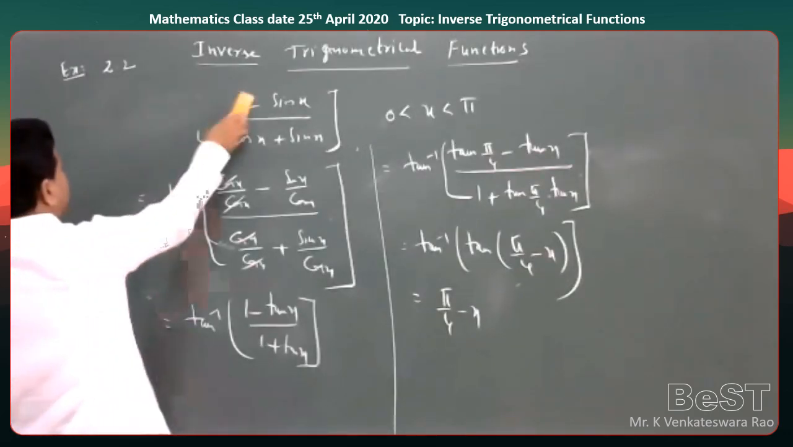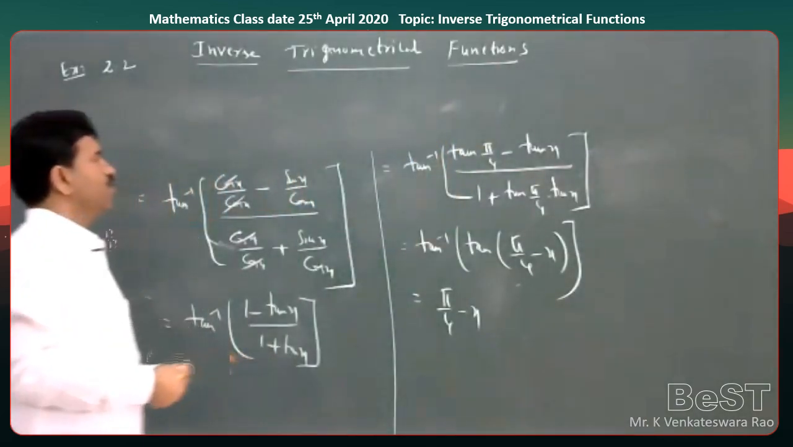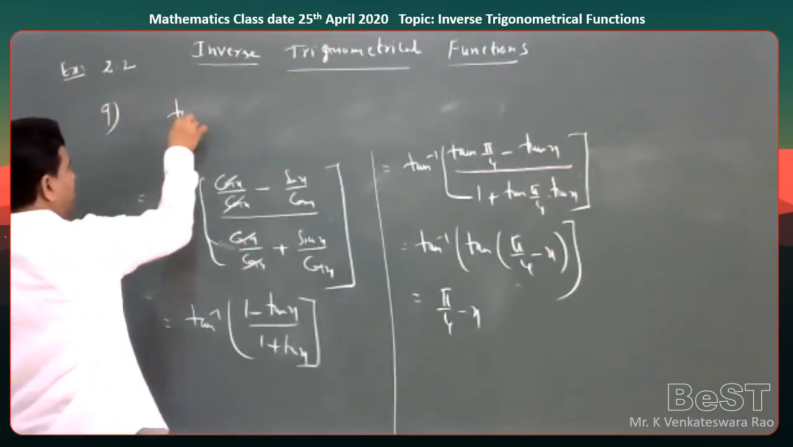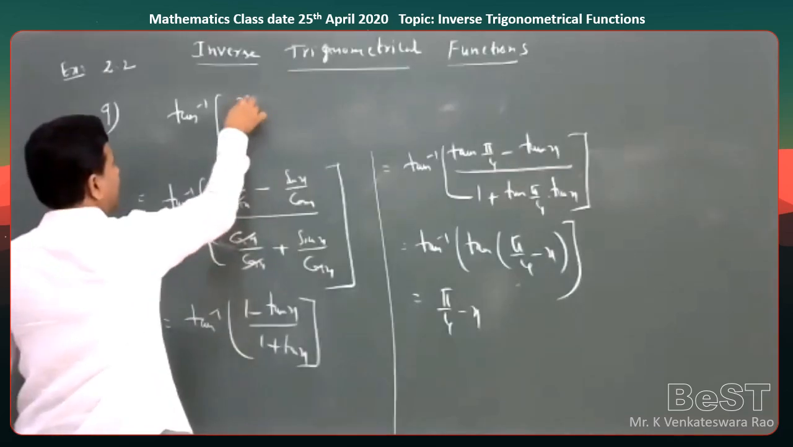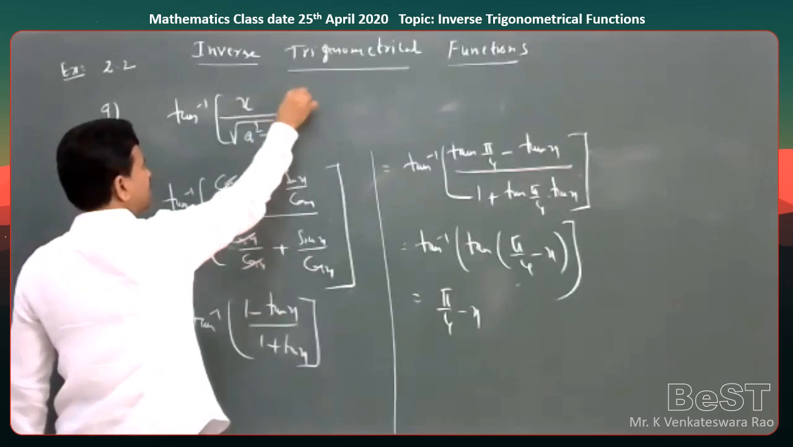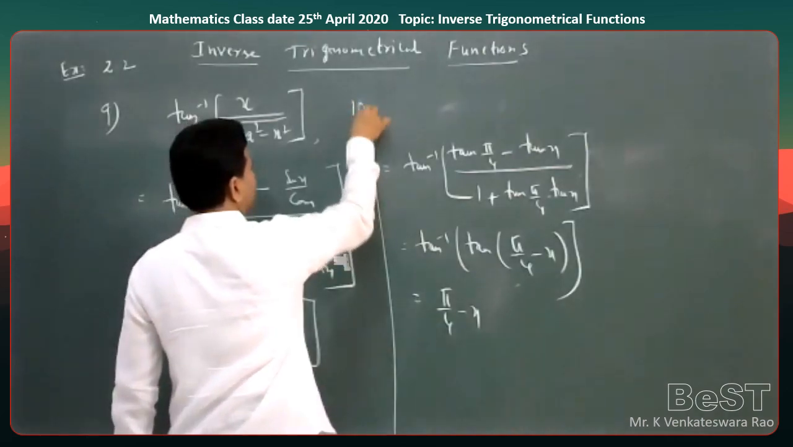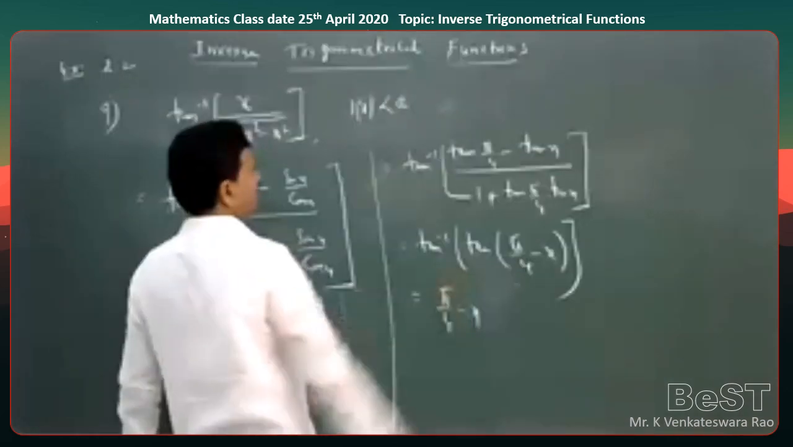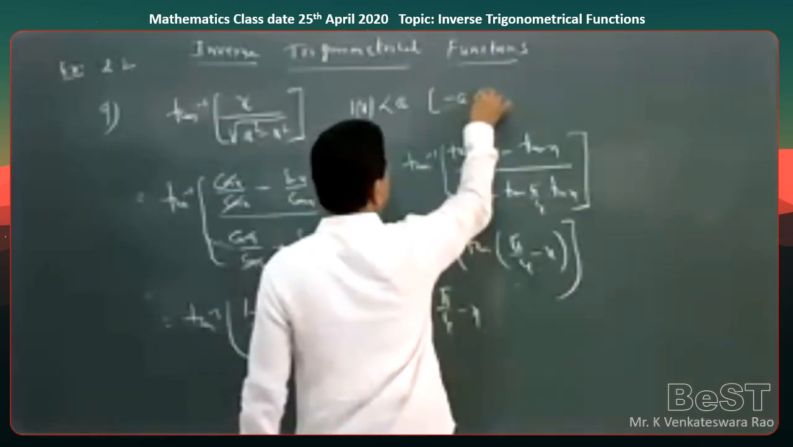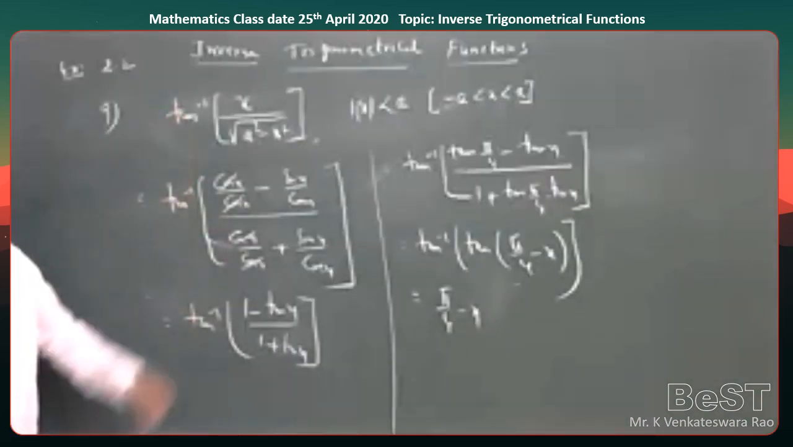Now the ninth problem. Tan inverse of x by square root of a square minus x square, with mod x less than a. What is the meaning of mod x less than a? Yesterday we discussed: here the meaning is minus a less than x less than a. Note the conditions. Practice the conditions from the CET point of view.